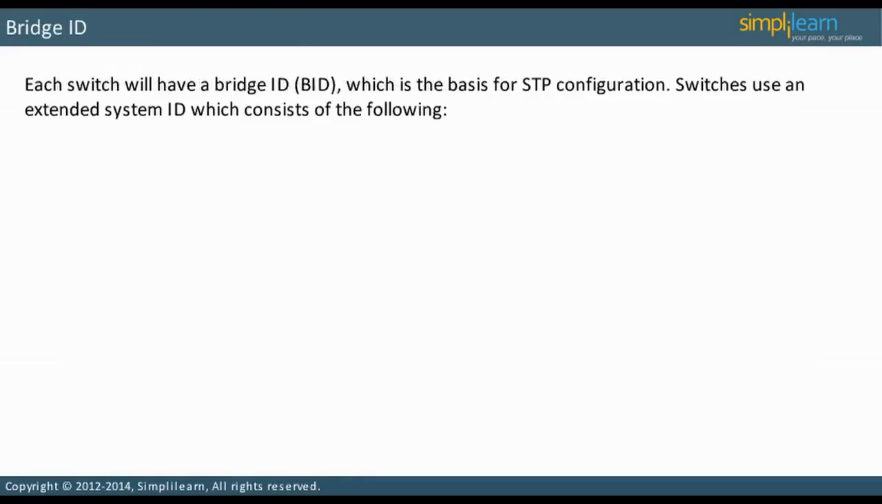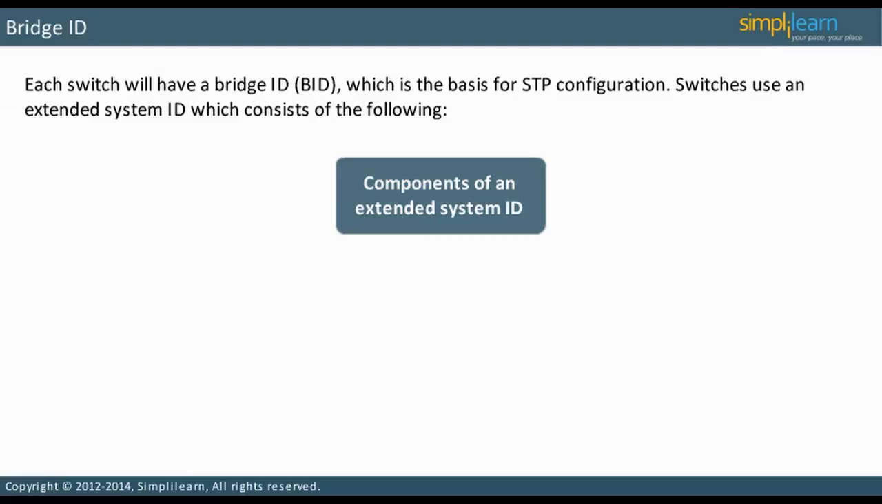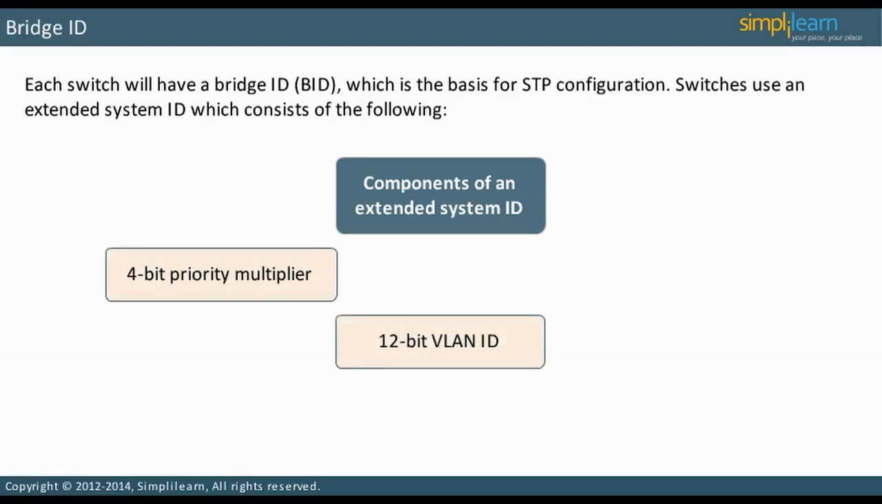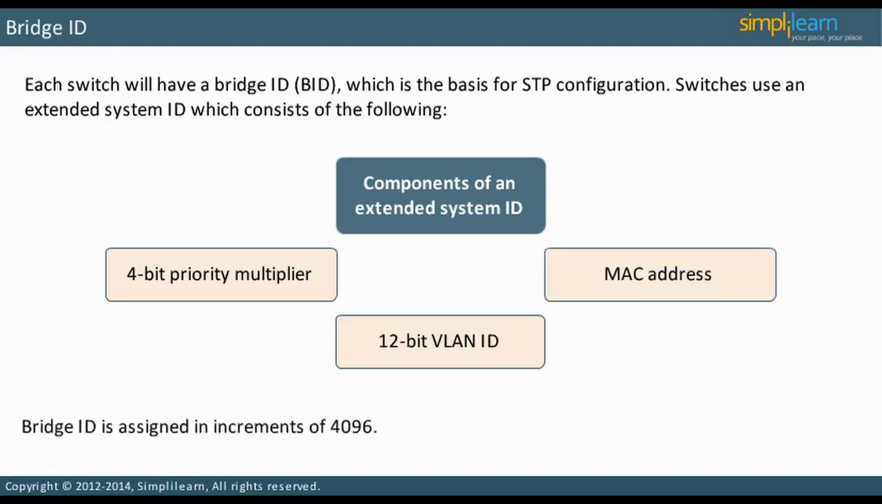Each switch has a Bridge ID, which is the basis for STP configuration. Most switches use an extended system ID. This consists of a 4-bit priority multiplier, a 12-bit VLAN ID, and the MAC address. The Bridge ID is assigned in increments of 4096. In the next slide, let us look at the root bridge, also called the root switch.